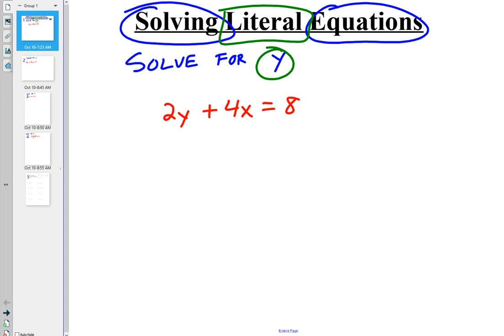The 4 and the x. That's an entirely separate term. How would you get rid of it? You would subtract it. If you subtract on the left, you subtract on the right. But this is when the children start to get confused.